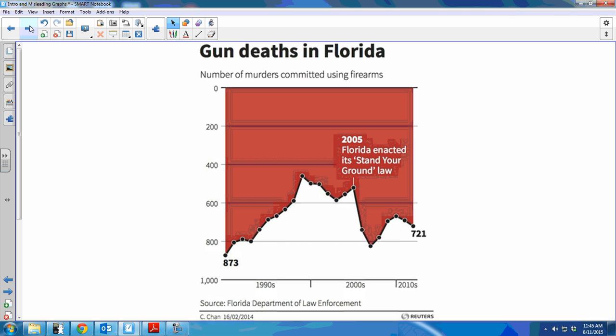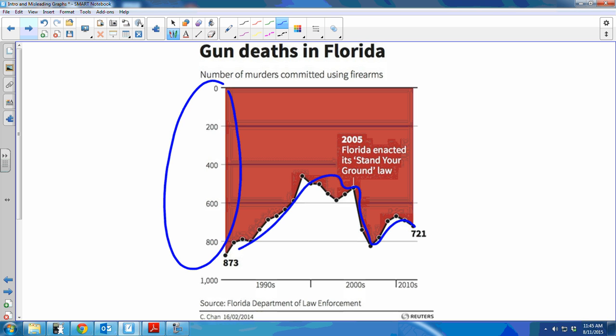Here's gun deaths in Florida. Number of murders committed using firearms. If you're looking at it, it looks like over time that it's increased and then decreased and we've gone up again and gone down, except that the scale is upside down because that's what they wanted to do. So they're actually proving their point, but it's hard to read.